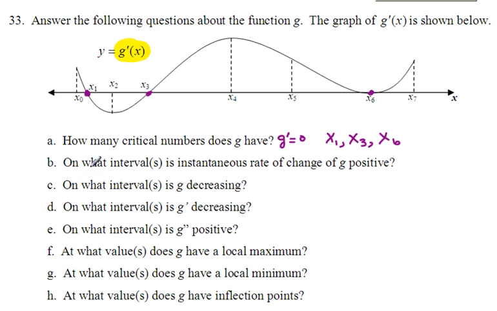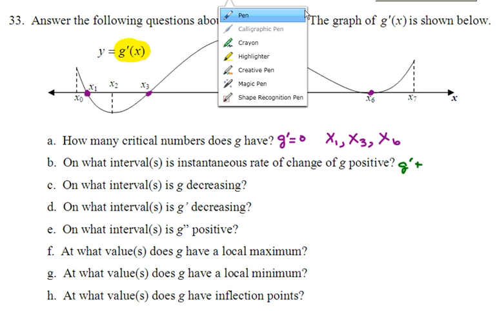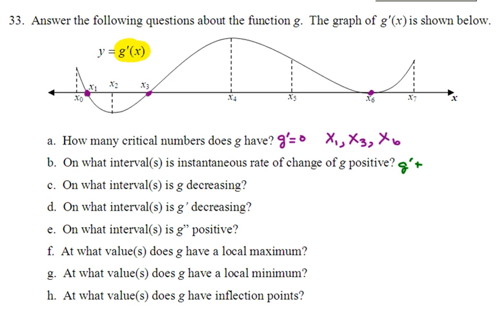Our next question asks, when is the instantaneous rate of change of g positive? That's just a really long way of asking us, when is g prime positive? Okay, so we're looking at g prime, so it is positive anytime I am up above the x-axis because I'm looking at g prime.